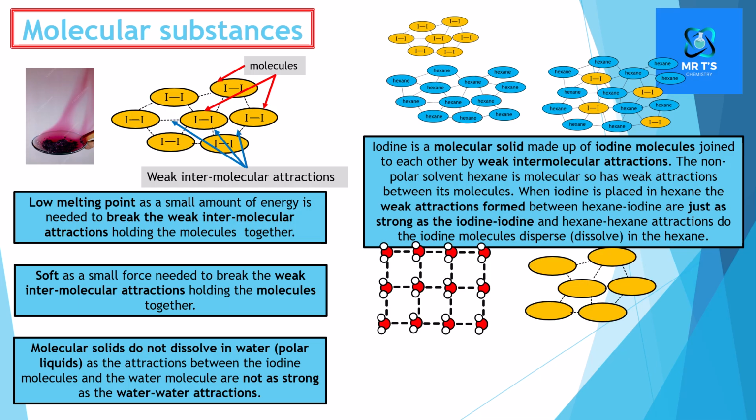But what if we put it in water? Okay, now have a look at this. These yellow ones here are our iodine molecules with weak attraction. The water particles have strong attractions to each other. Now, even though the iodine molecules would easily break apart, the water molecules have such strong attractions, they are not going to let the iodine molecules move within them.